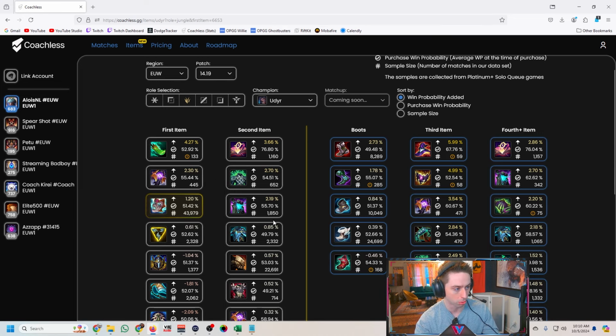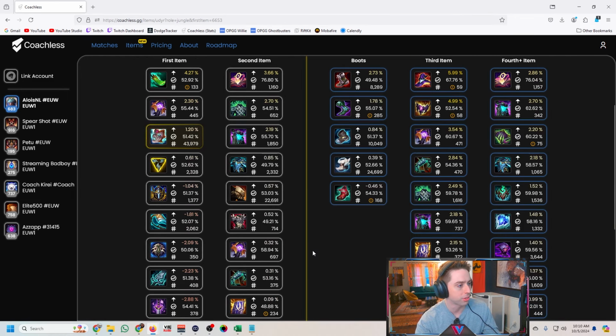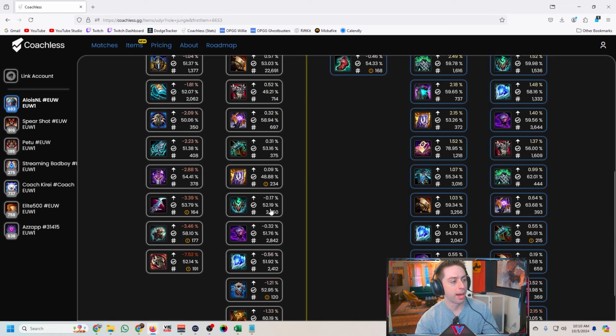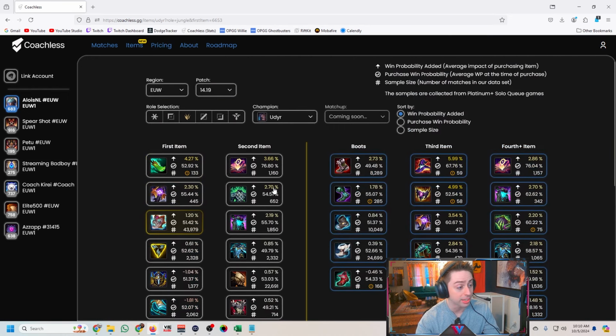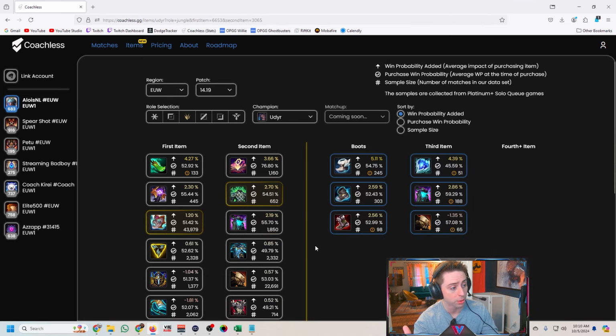So let's say you build Sorcerer's Shoes and then Mejai's. What do you build after that? We've got a whole lot of options, as you can see, everything from Abyssal to Fimbulwinter to Sunfire Aegis. If you see a negative percentage, once again, this means that these items decelerate your build. So in this case, if we take a look, the highest in terms of what accelerates you the most is actually Unending Despair and Spirit Visage. It doesn't matter the order you build them in.